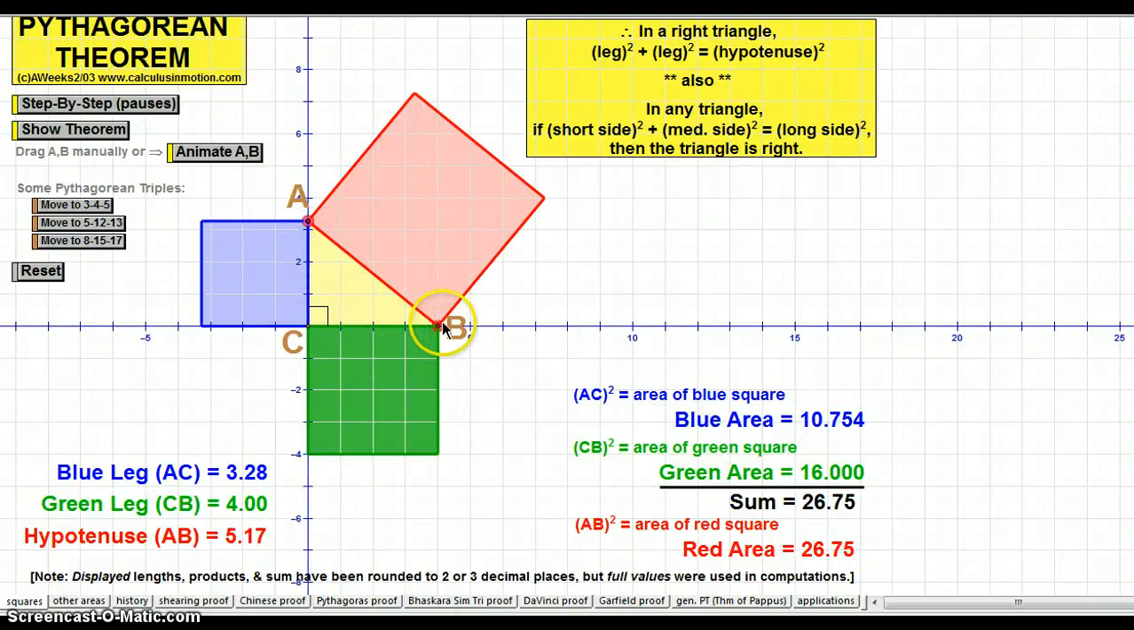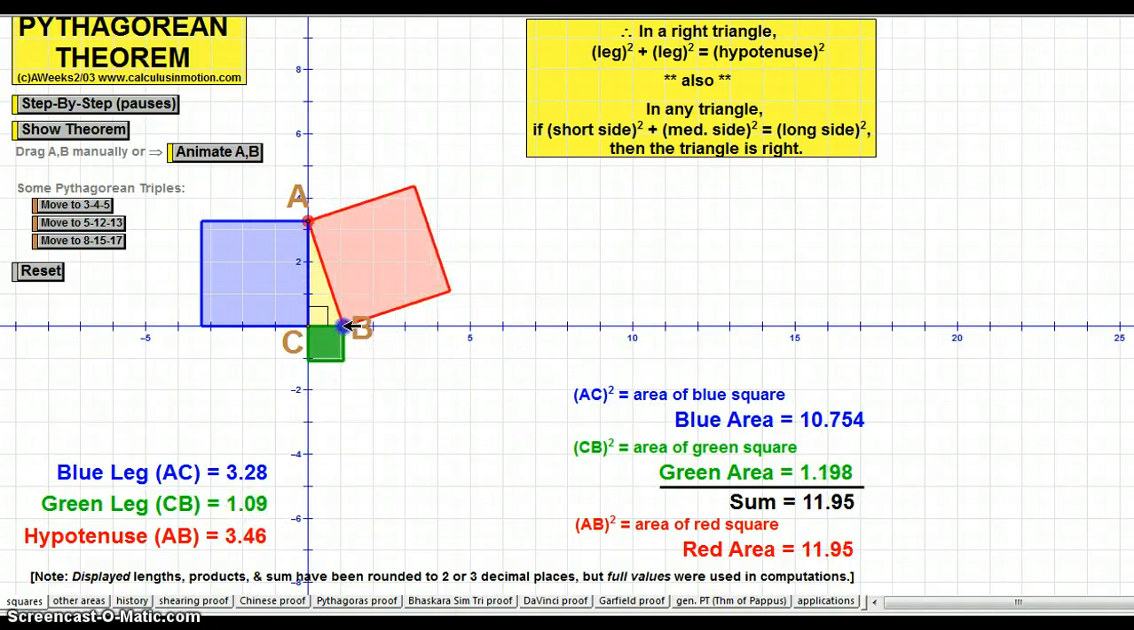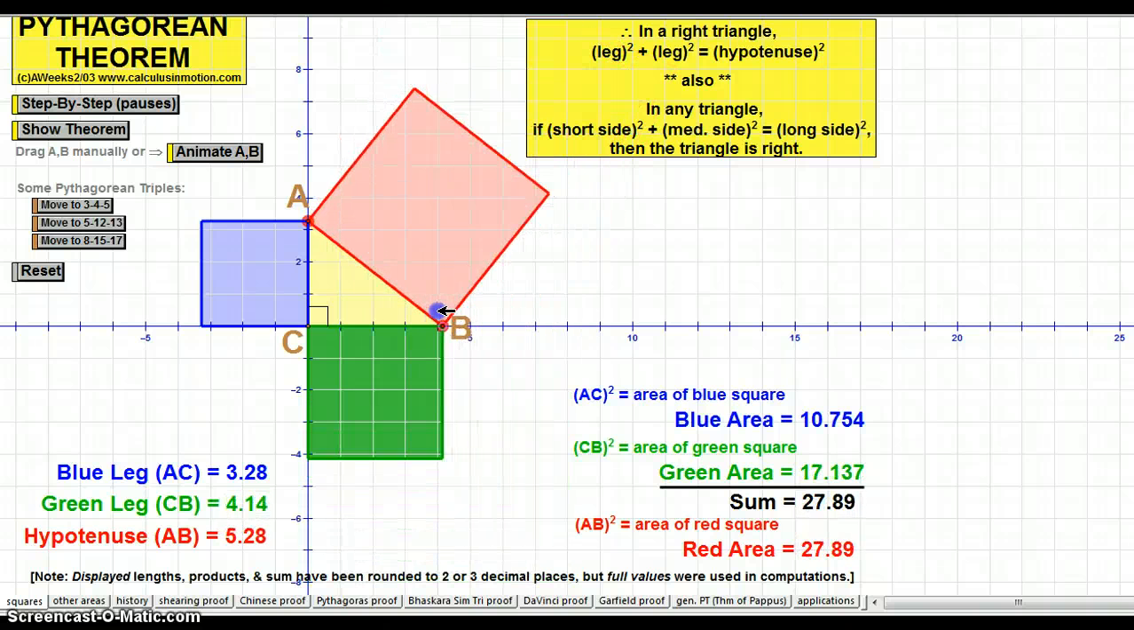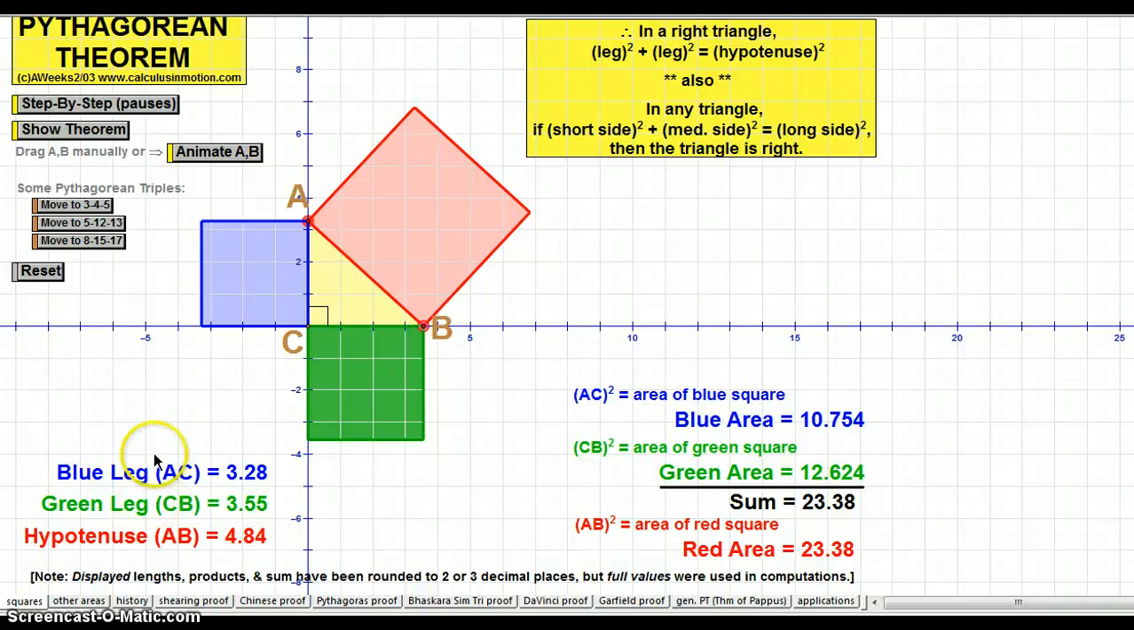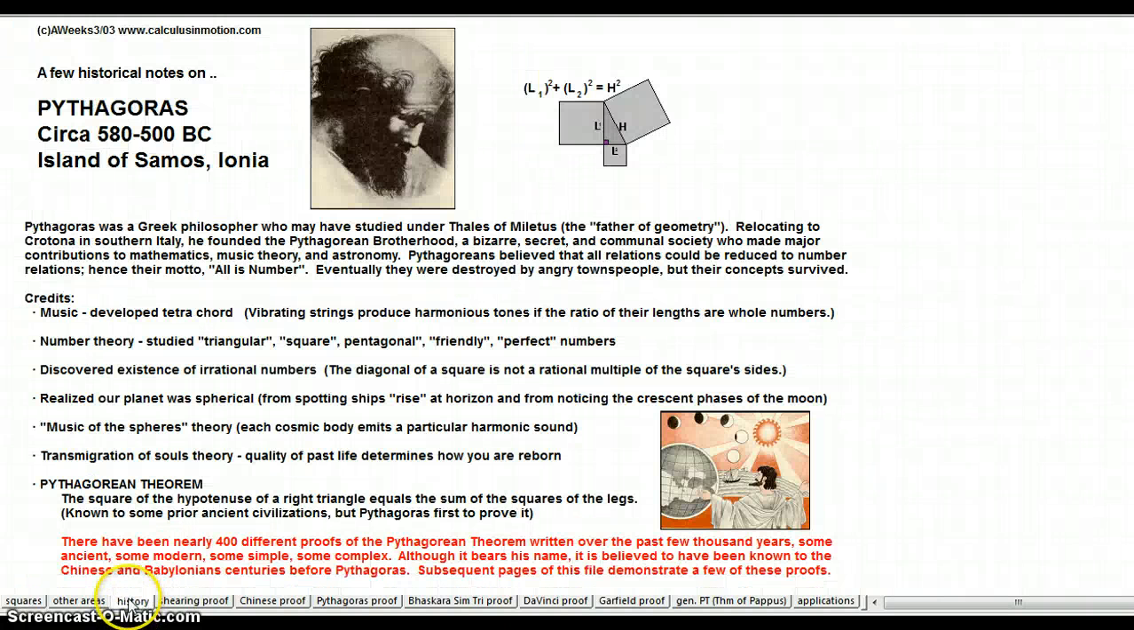It's still going to be a right triangle whether I change the side length of AC or the side length of CB. It still holds true. Here's a little history about Pythagoras. Anytime that we look at a new topic, just take a moment to read through this.